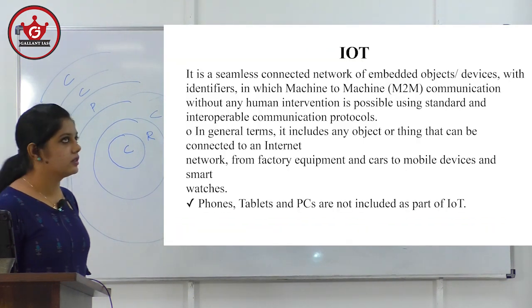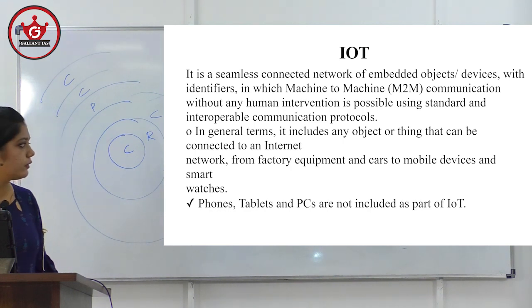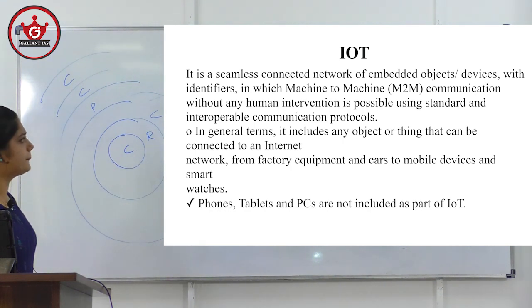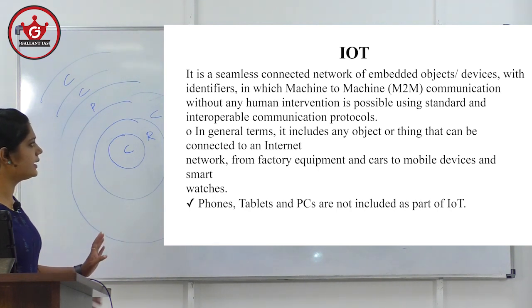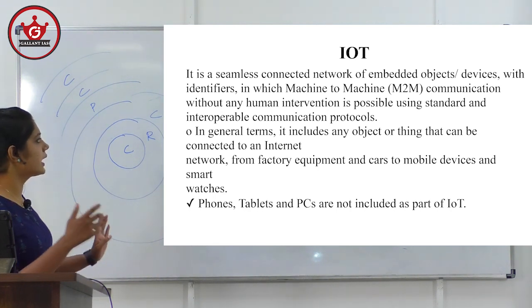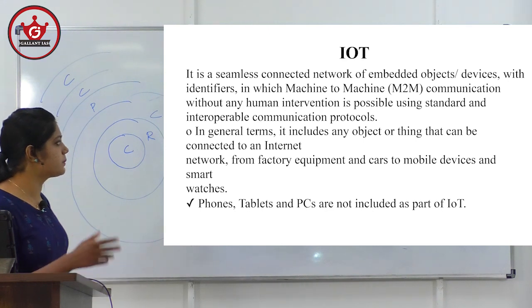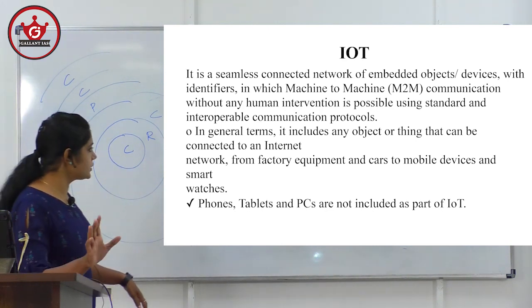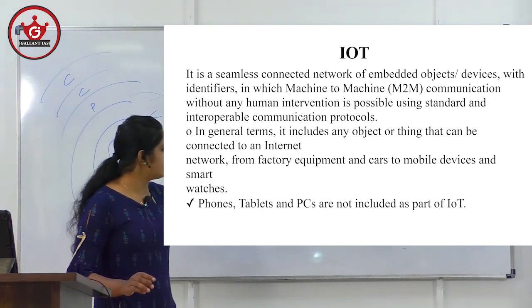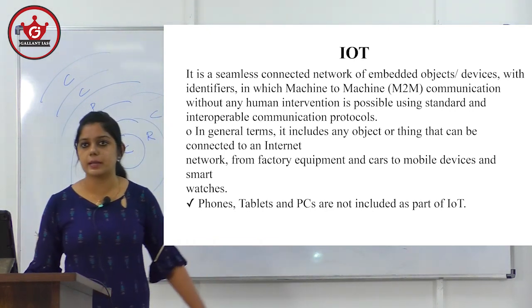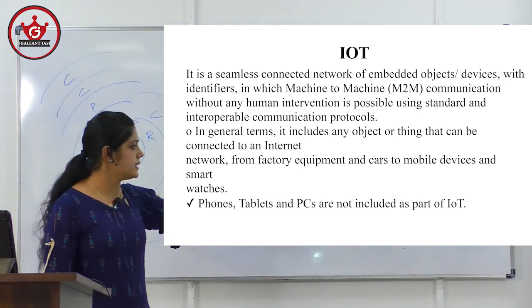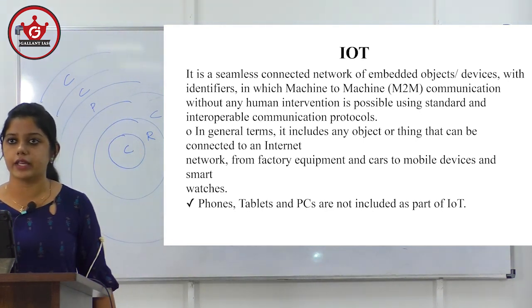Next is IoT. You know what is IoT; I don't have to explain much. It is a seamless connected network of embedded objects and devices with identifiers in which machine-to-machine communication without any human intervention is possible. Wearable watches all come under this. Make sure that phones, tablets, and PCs are not included as a part of IoT. Very important.